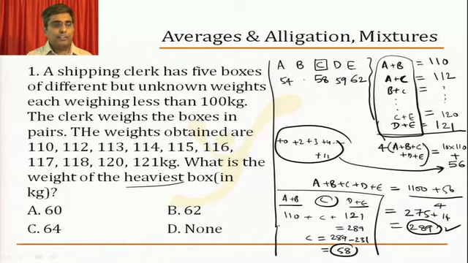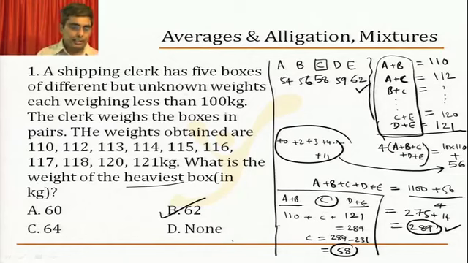Similarly, A plus B is 110. 54 plus B is 110. It will become 56. So all 5 weights are known uniquely. And because the question is about the highest weight, the heaviest weight is 62. But which is easiest to find? The middle weight is the easiest to find.